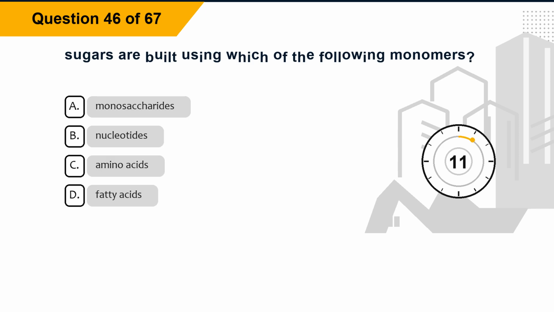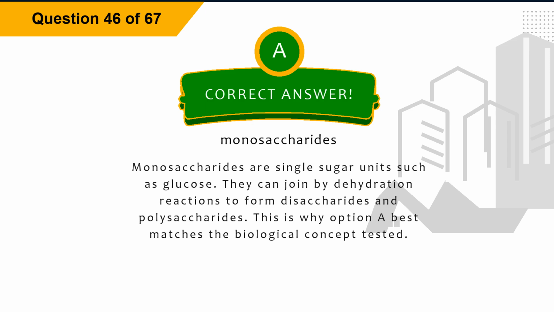Question 46. Sugars are built using which of the following monomers? Option A, monosaccharides. Option B, nucleotides. Option C, amino acids. Option D, fatty acids. The correct answer is option A, monosaccharides. Explanation: monosaccharides are single sugar units such as glucose. They can join by dehydration reactions to form disaccharides and polysaccharides. This is why option A best matches the biological concept tested.